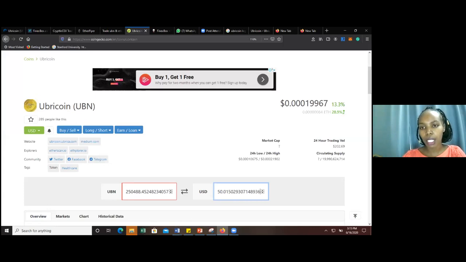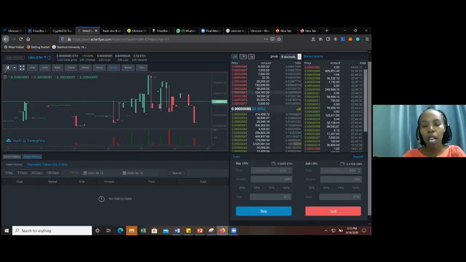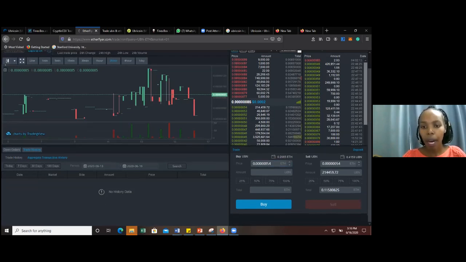We have seen this is the price on CoinGecko.com, but if you want to put a buy order in Etherflyer, you are going to buy the Ubricoins at a cheaper price than that on CoinGecko.com. So if you want to put a buy order, you click on the topmost buy order in this market, and then on the buy side here, you adjust this price to a little bit higher than what is in the market. For instance, here we have a 54. I'm going to put a 55 and then say how many Ubricoins you want to buy in this market. Then you just click on buy.